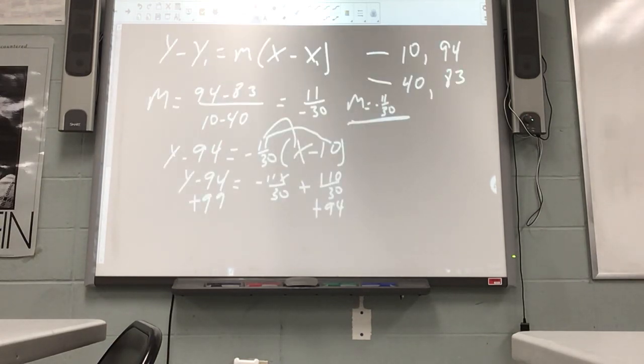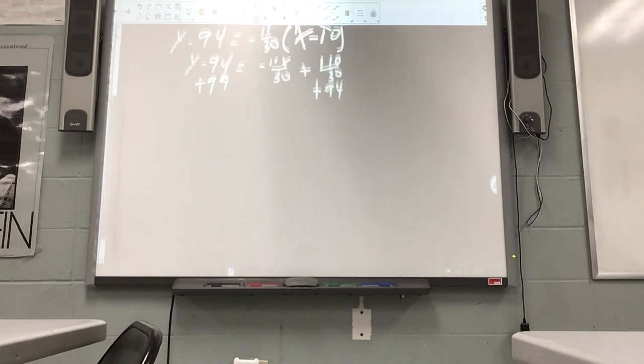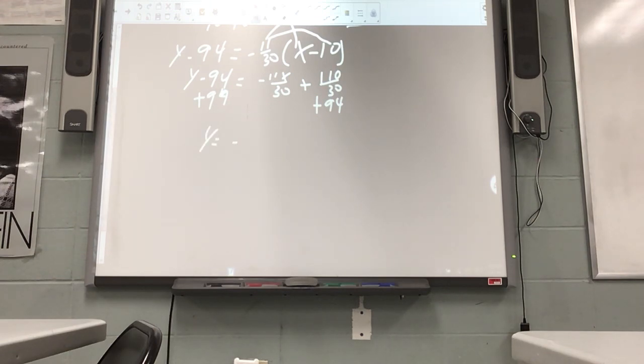So that gets me, I don't know why I wrote 99 right there. Okey-doke. That gets me Y is negative 11X over 30 plus, I don't know what 110 over 30 plus 94 is, do y'all? Can y'all get it on your calculator faster? 10 over 30 plus 293 over 3. That's what I got, sir, thank you. 93 over 3. Okay, got this one. So there's your equation.